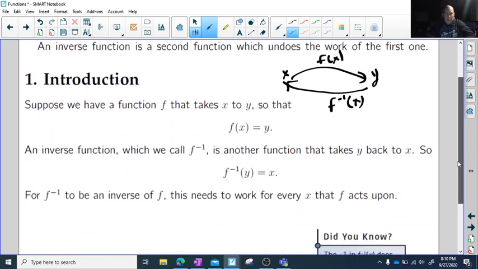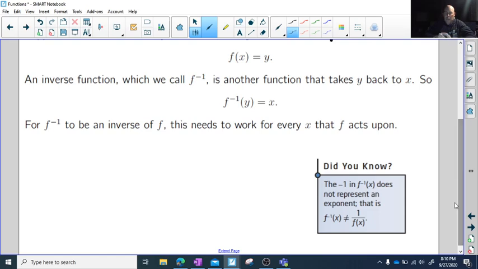Now, it has to work for every single ordered pair. You can't find a function and say, oh, it works for this one, but then you try another ordered pair on the relation and it doesn't work. So that's important, that it has to be a process or a rule that will work for every single ordered pair.